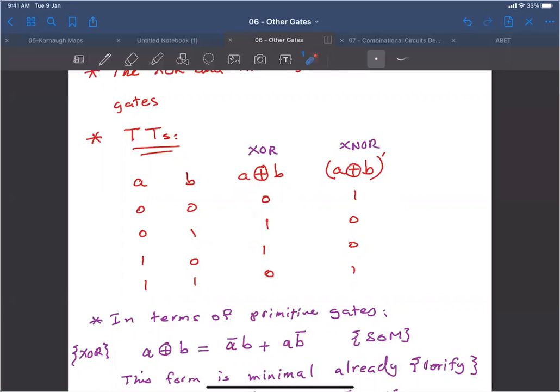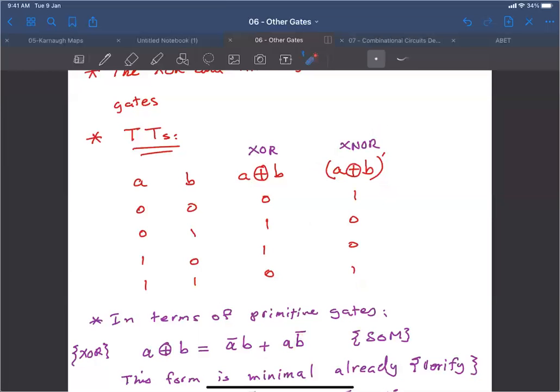So A XOR B algebraically equals A complement B ORed with A B complement, and you can see that this is irreducible. It's the simplest form. You cannot simplify it any further. So the XOR gate is composed of two inverters, two AND gates, and one OR gate. So it is a composite gate.